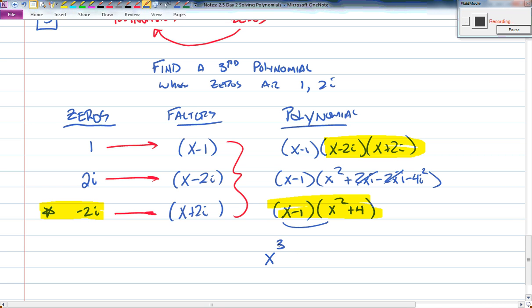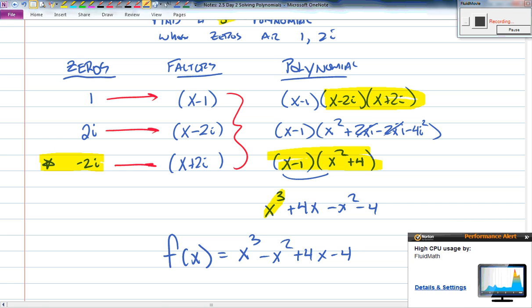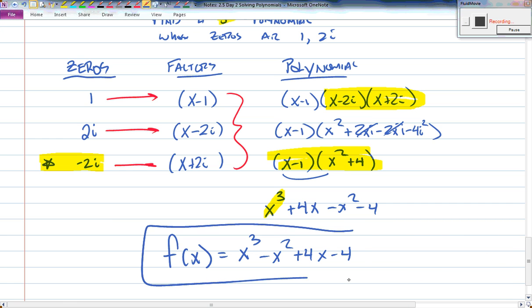Okay, and what were we supposed to find, you guys? A third degree. There's the third degree. It's so rad. Okay. All right, so x to the third, then what? Plus 4x minus x squared minus 4. So we're all said and done, you guys. The function that we're looking for is this. x to the third minus x squared plus 4x minus 4. And that is a third degree polynomial function whose zeros are 1, 2i, and negative 2i.